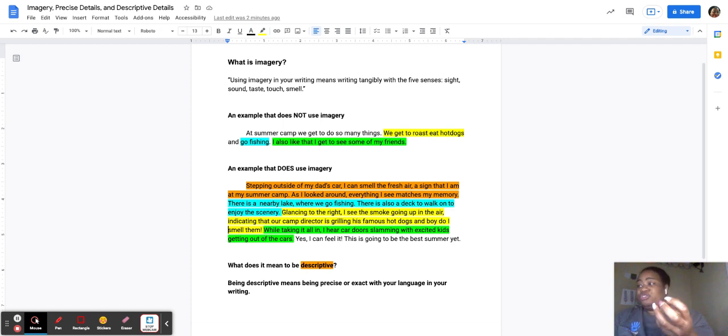So, in order to determine what imagery looks like, we're going to talk about an example that has the same topic or the same situation, but we're going to talk about how that situation can be shown in writing that does not show imagery and that does show imagery. So, let's look at the example that does not show imagery. It says, at summer camp, we get to do so many things. We get to roast hot dogs. You can say roast and eat hot dogs. All right. And go fishing. I also like that I get to see some of my friends.